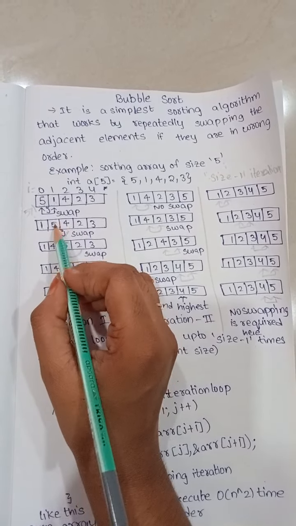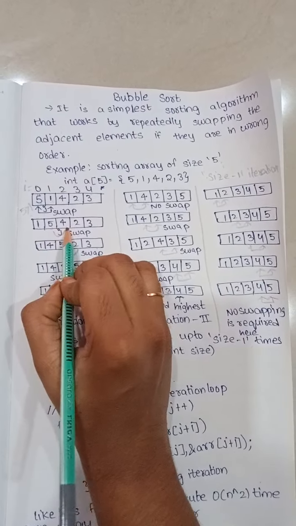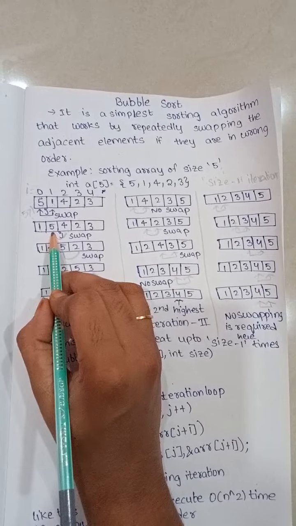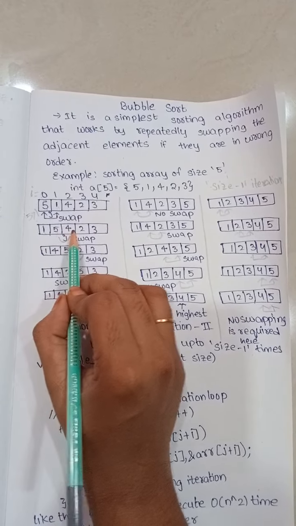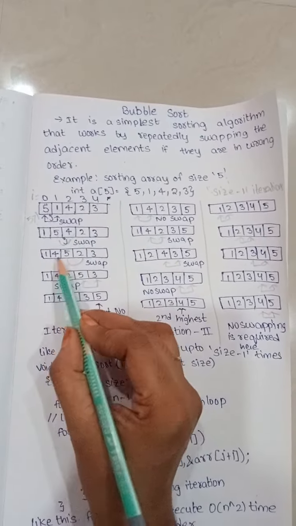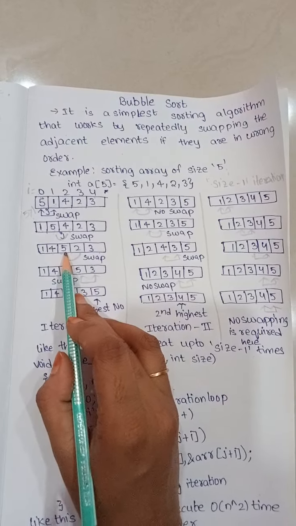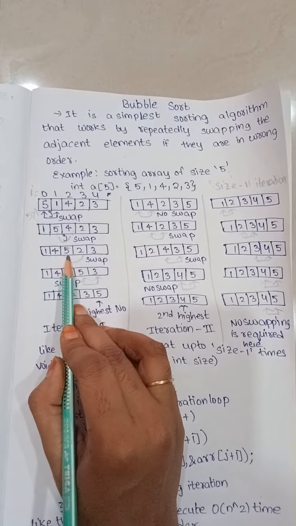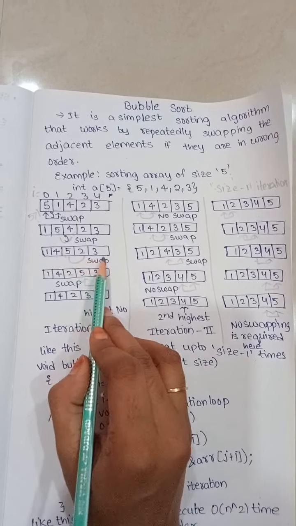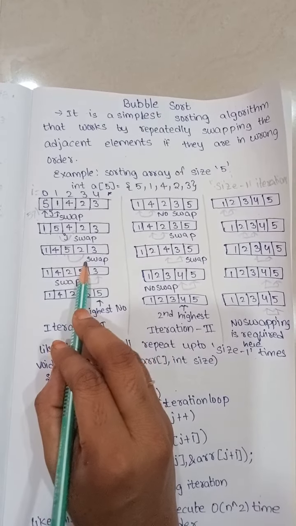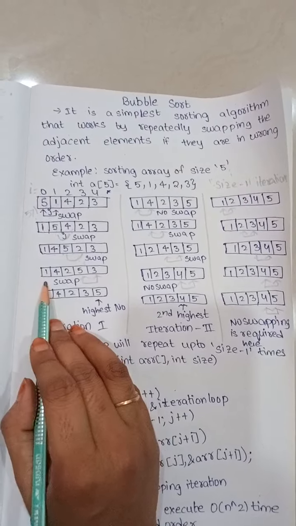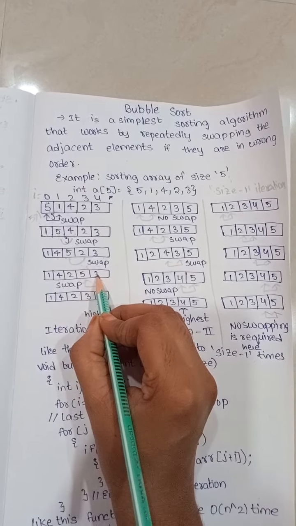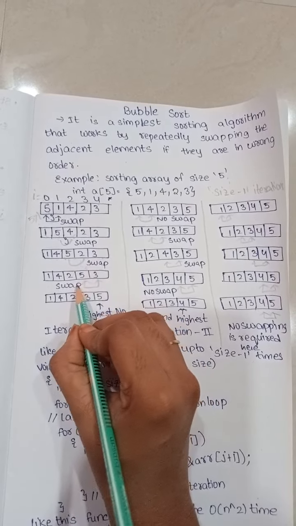Like that, it is again comparing 5 with 4. And here 5 is greater than 4, so we have to swap those numbers. I am swapping those numbers, and again I am checking whether 5 is greater than 2. 5 is greater than 2, so we need to swap this number again. I am swapping this number. Next, again I am checking whether 5 is greater than 3 or not. If yes, it swaps.